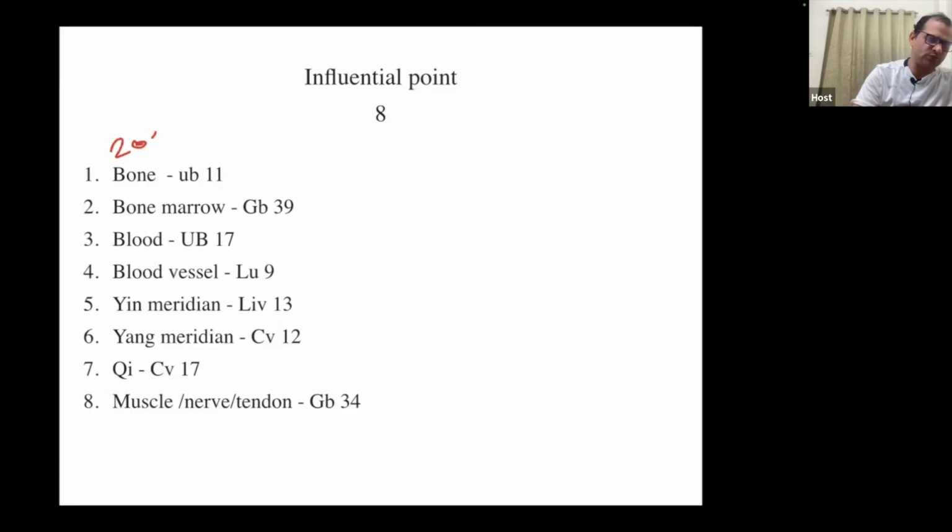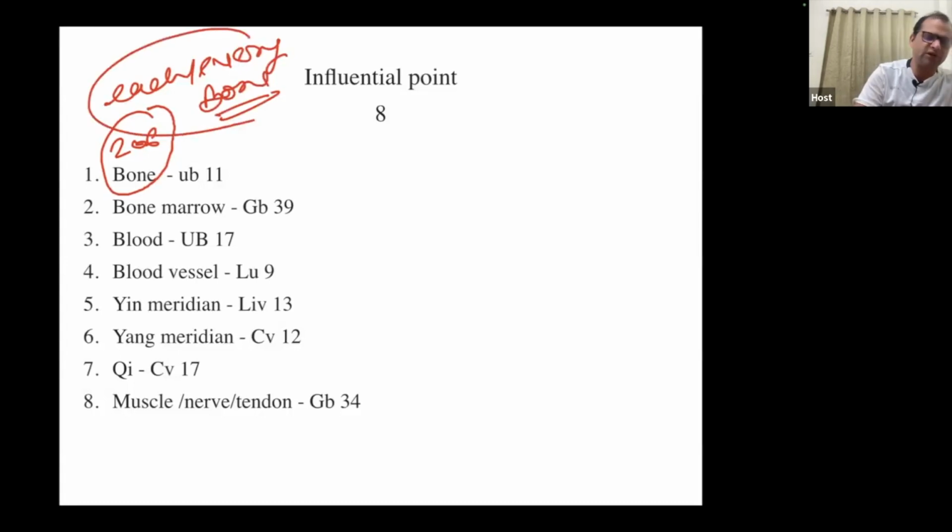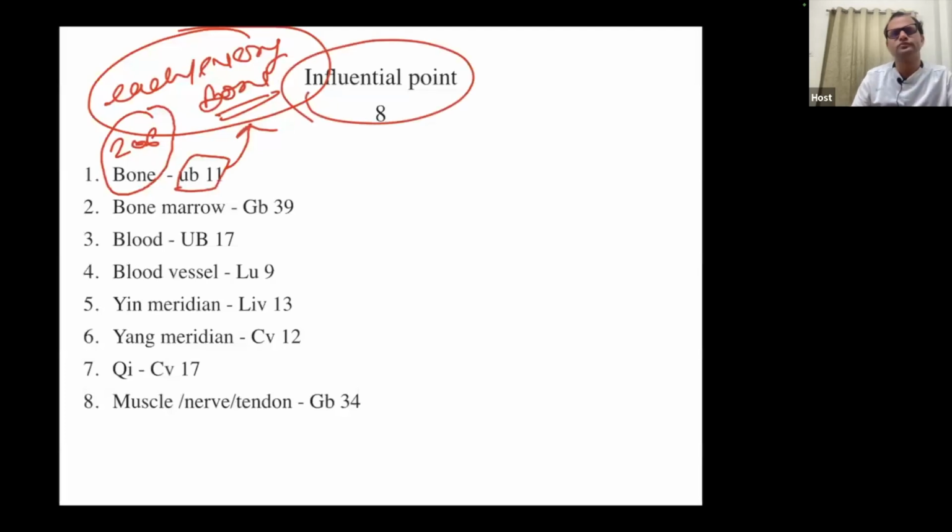For all the 206 bones and each and every bone, if we have any disharmony in any bone, like osteoporosis, osteopenia, degeneration, or the bone is not developing properly, there is one point that is called UB11. It is the minister of all the bones. It is called an influential point. तो हमारे शरीर में केवल 8 ही इन्फ्लुएंशियल पॉइंट हैं.